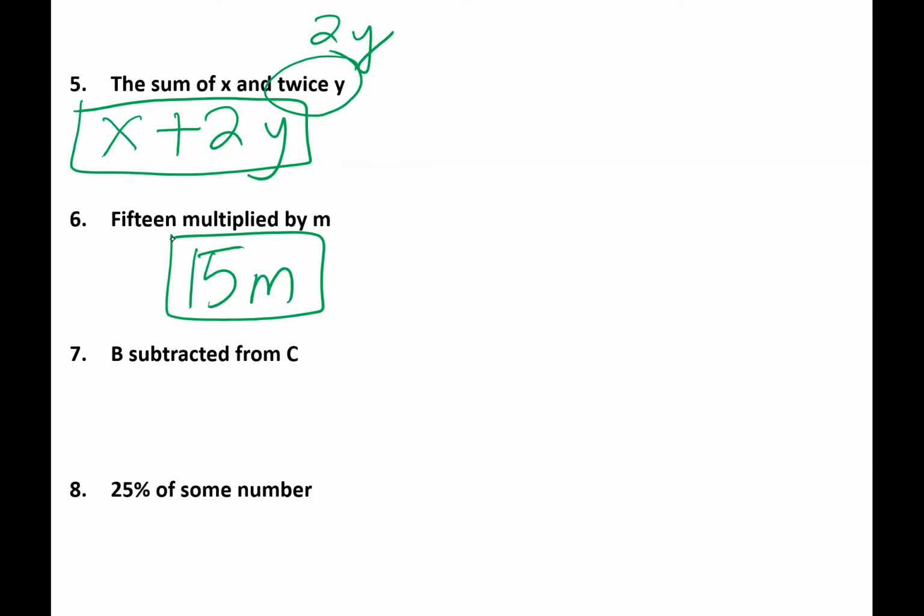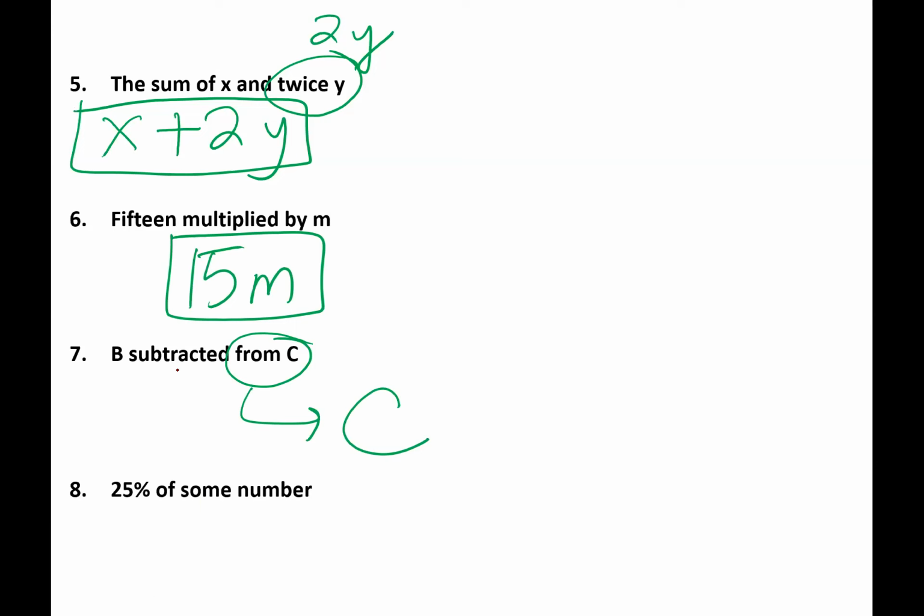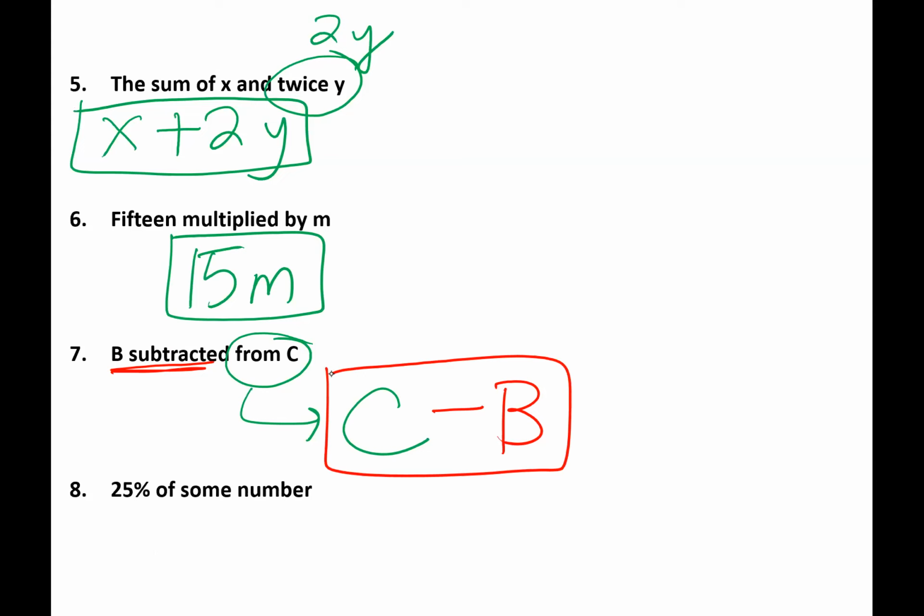All right, number 7, B subtracted from C. What are we subtracting from? Start there. If you're subtracting from C, C comes first, and then the thing you're subtracting comes next. So this is another one where we're switching the order. If B is the thing being subtracted, then we should write minus B. So our full answer, B subtracted from C, is actually C minus B.